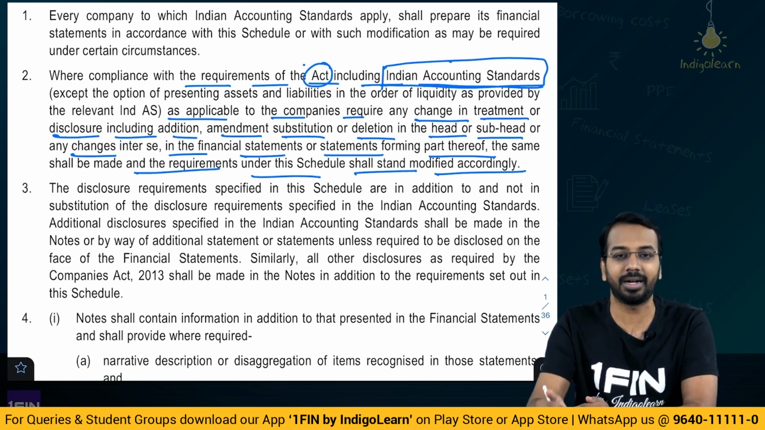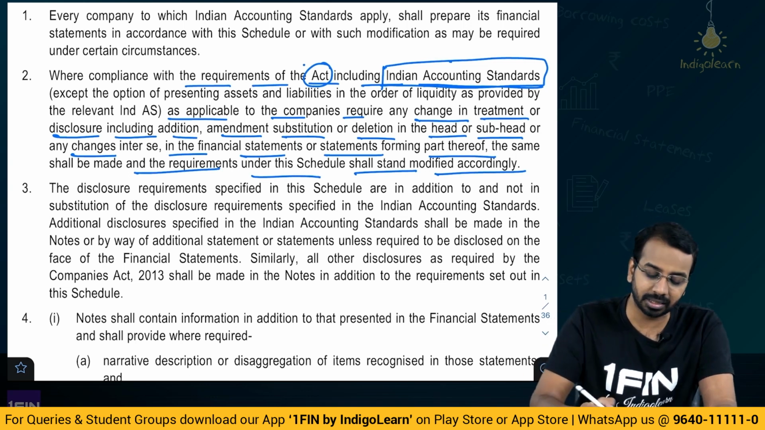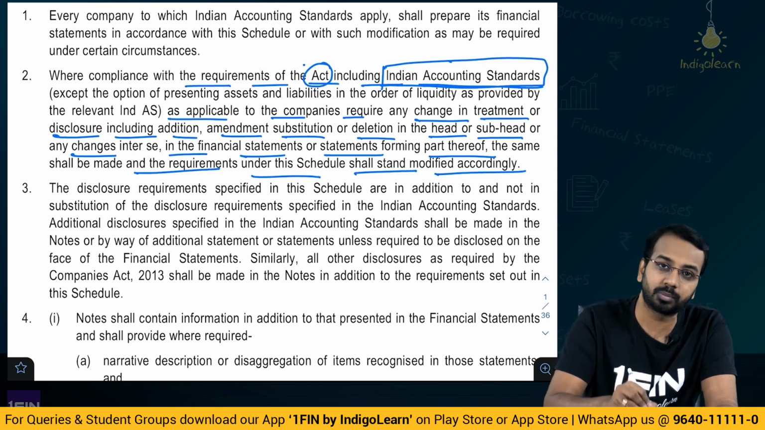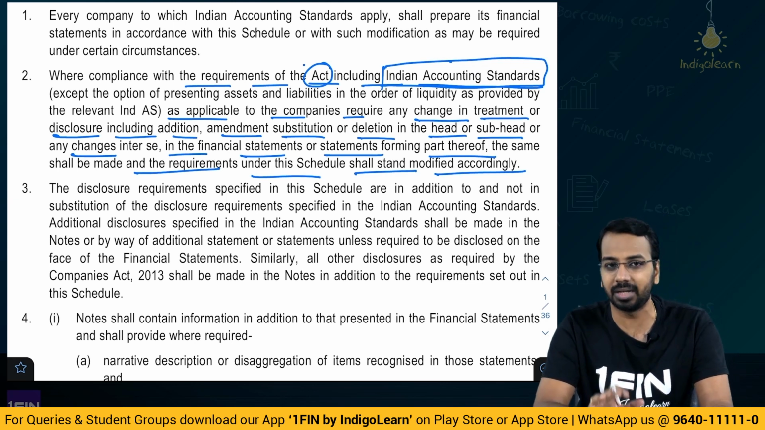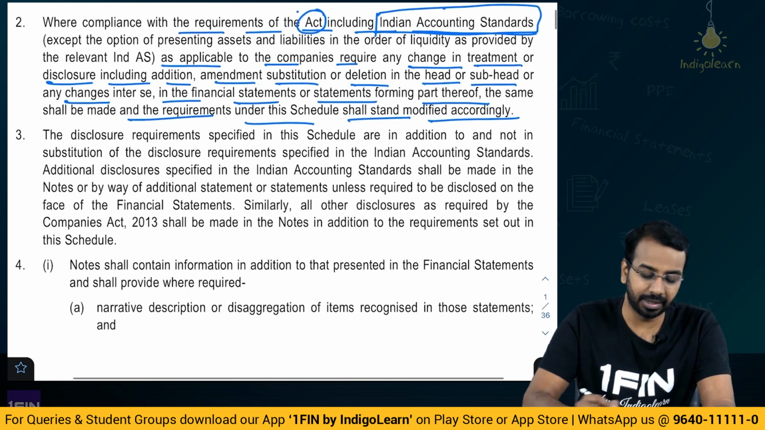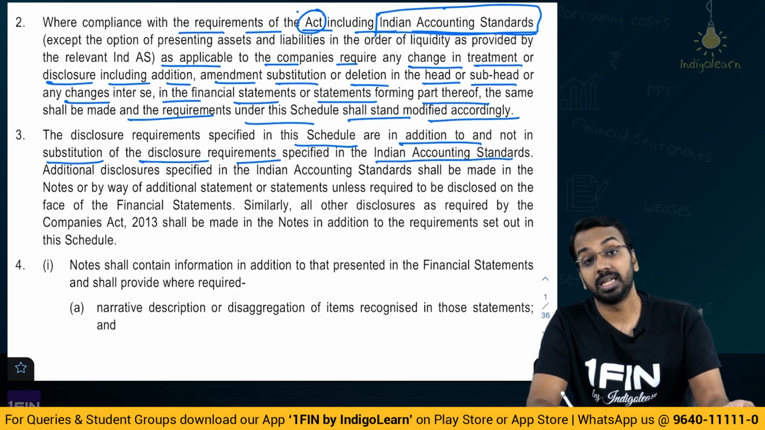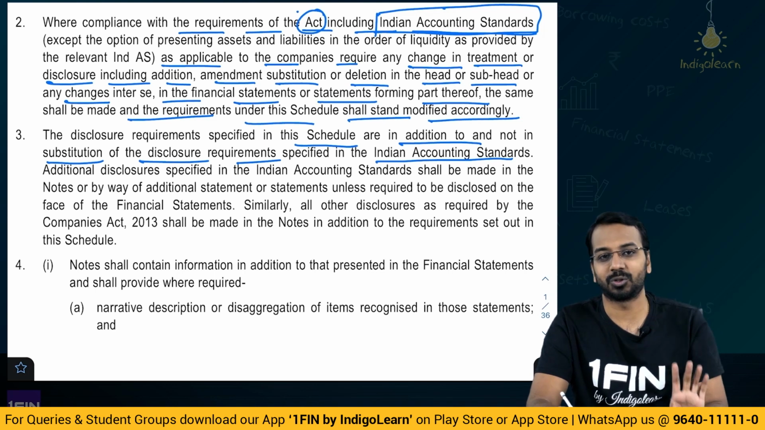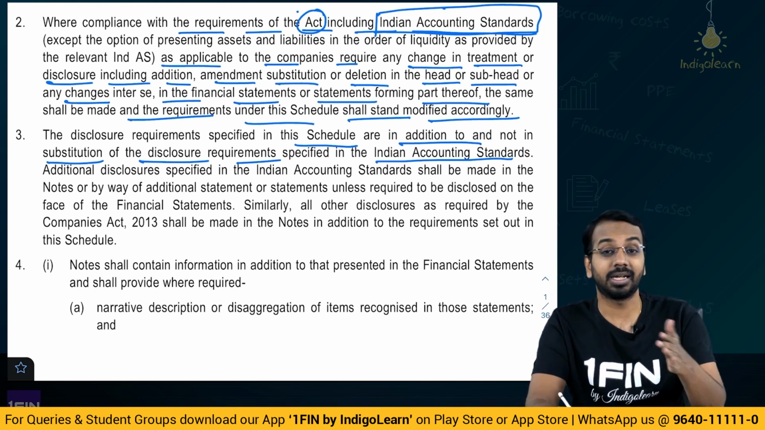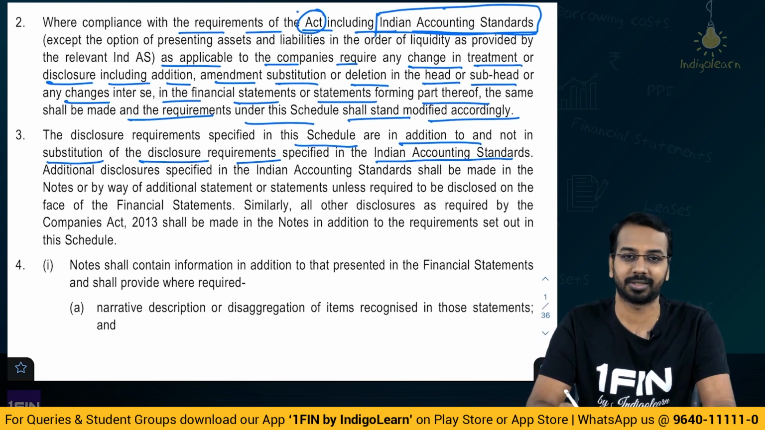So if there is a different kind of treatment that you need under a specific Ind AS or under the Act, then you will follow the provisions given under Ind AS and under the Act and not under this particular schedule. Then the disclosures in this schedule are in addition to and not in substitution of disclosure requirements specified in the Indian accounting standard. So whatever Ind AS says that you have to disclose, apart from that, if there are any additional disclosures to be made under this schedule, you have to make those disclosures.